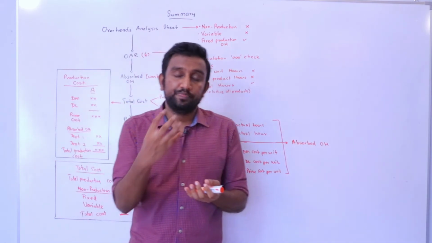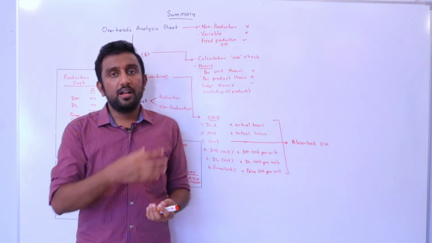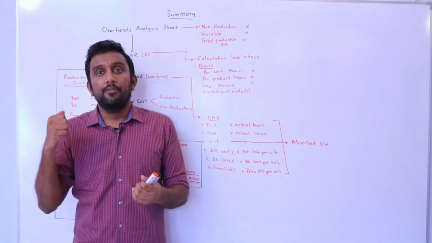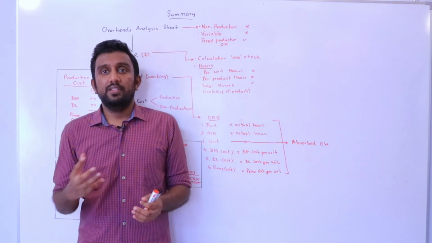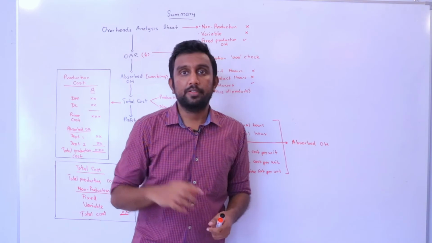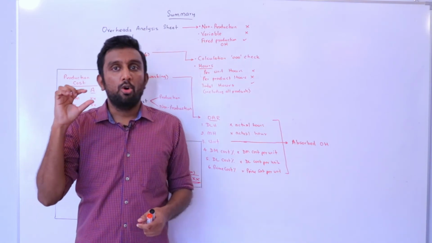So you have to transfer back the value to the production departments. For that also they will give the base. It is not equal. They will give the base and you have to transfer back to the production departments. So that is the first part, which is the overhead analysis sheet.